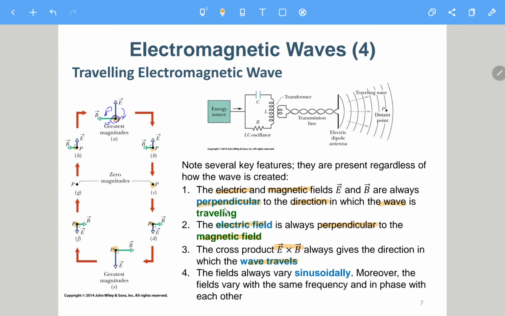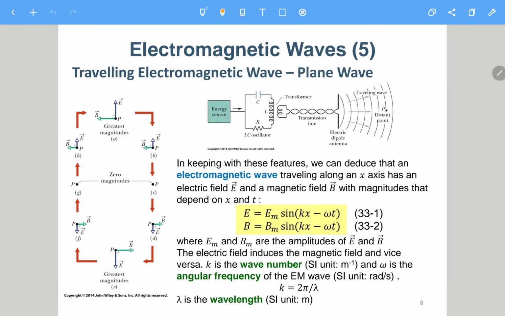And there are moments when both the E field and B field are zero. They are maximized together and they will be zero at the same time. The fields always vary sinusoidally. Moreover, the fields vary with the same frequency and in phase with each other. In phase means they are maximized together, minimized together, and zero together.